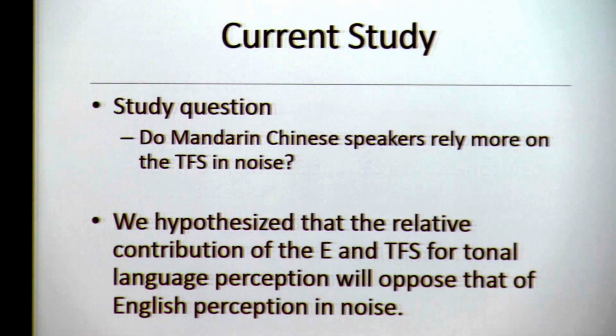So, in our study, the question that we proposed was the role and relative contribution of tonal language perception in noise. Is the relative importance of the envelope and temporal fine structure for Mandarin speech perception equal to that of English perception in noise? We hypothesized that the relative contribution of the envelope and temporal fine structure for tonal language perception will oppose that for English language perception in noise. In short, we believe that Mandarin Chinese speakers will rely more on the temporal fine structure due to the tonal nature of their language.